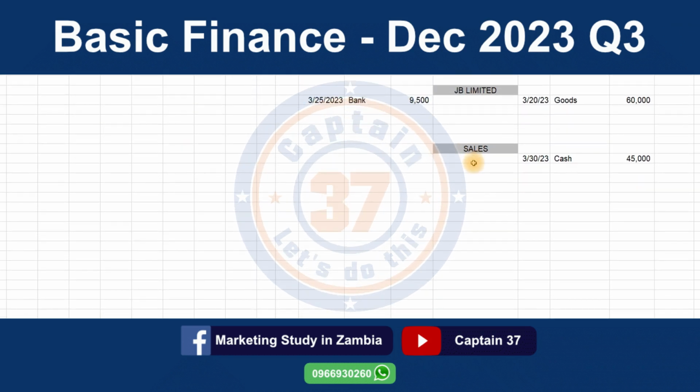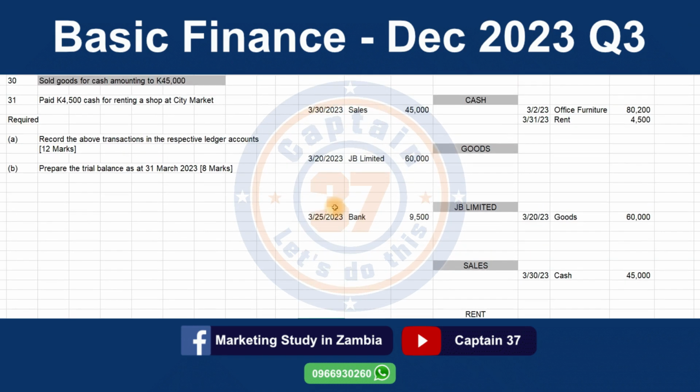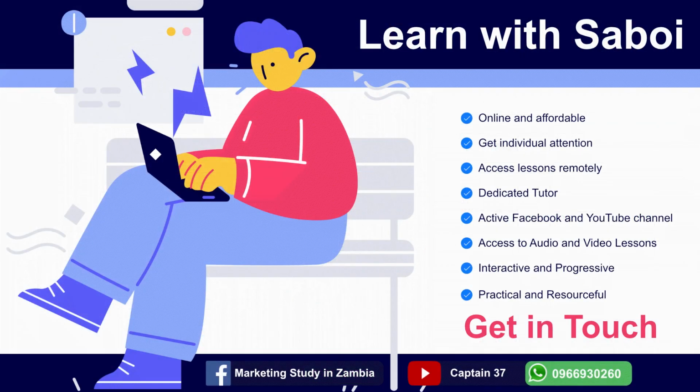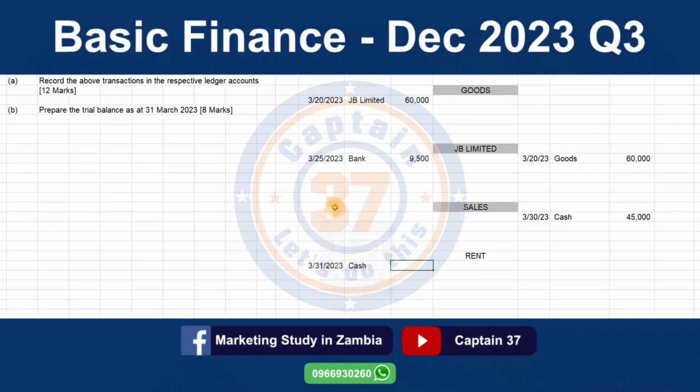So now we need to open a rent account. Let's go down here and create a rent account. And this rent account is receiving, right? This happened on what date? Let me scroll up to remind myself. This happened on the 31st of March, like this. And this was what? Cash. How much? 4,500. So we are done with the rent account.